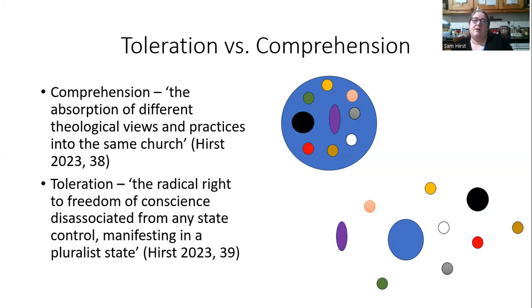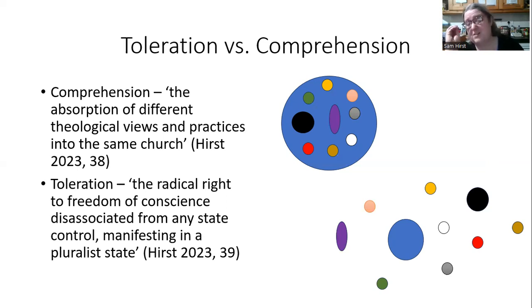Toleration, the specific toleration as compared to comprehension, is the radical right to freedom of conscience disassociated from any state control, manifesting in a pluralist state. So I've illustrated it here. The Church of England is smaller because it's not absorbed everything else, and each group is allowed to worship freely. And there's no attempt at state control. There are no prohibitions. There are no punitive measures against these different religious groups. So these are two options.